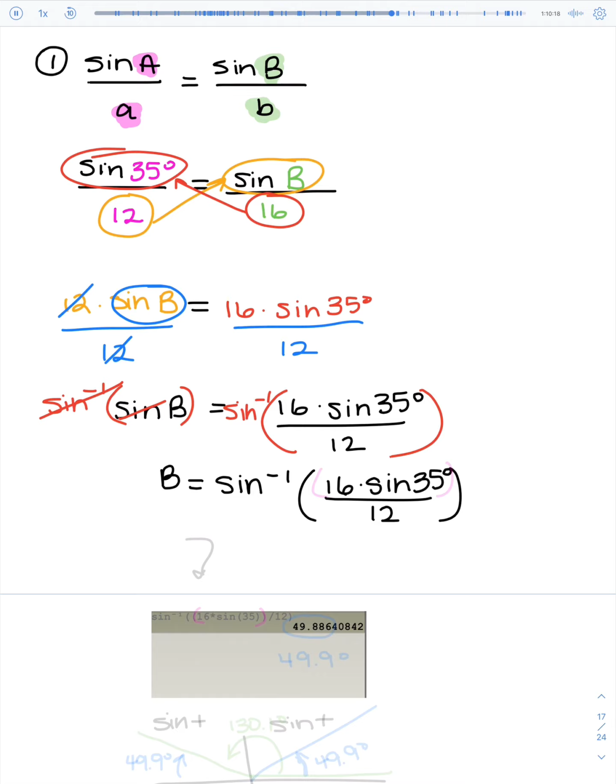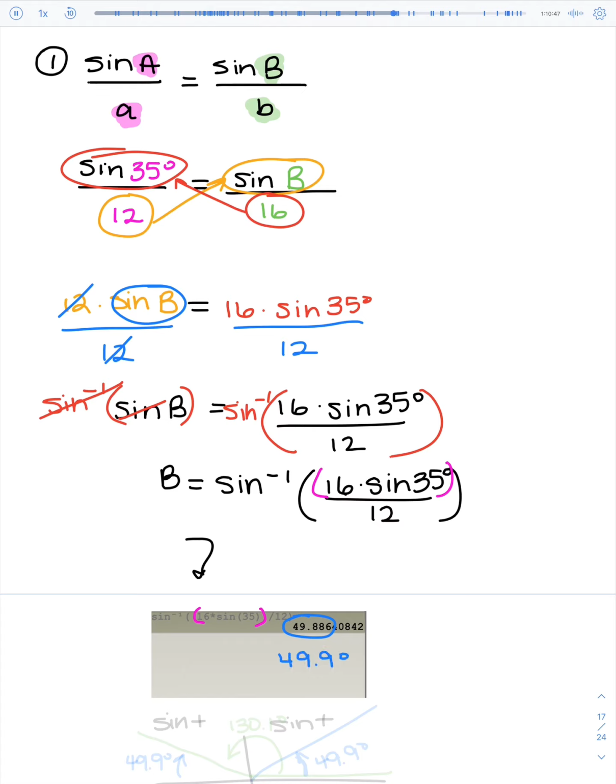So let's take a look. Now, using our calculator, again, be careful that we put parentheses around the entire numerator when we plug this into our calculator. So around the 16 times sine of 35, notice that we did do that here too when we used our calculator. And we get an angle, we will need to round this, of 49.9 degrees.